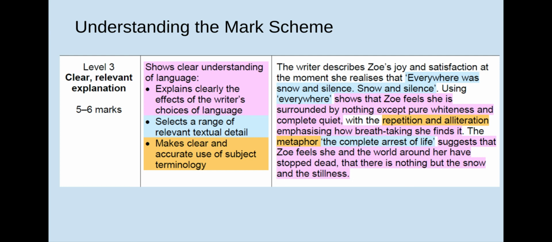The metaphor, the complete arrest of life, suggests that Zoe feels she and the world around her have stopped dead, that there is nothing but the snow and the stillness. We have repetition, alliteration, metaphor. We have everywhere, snow and silence, the complete arrest of life. So we have 3 language features, 3 quotes, and we have in purple there the student's interpretation of what the quote is doing in the story, why the writer has said it.